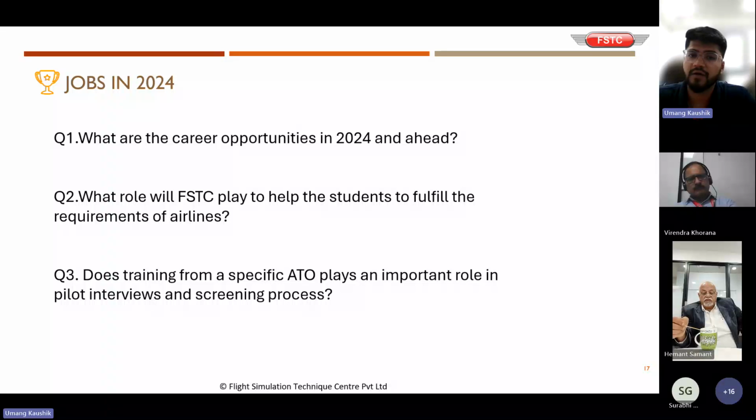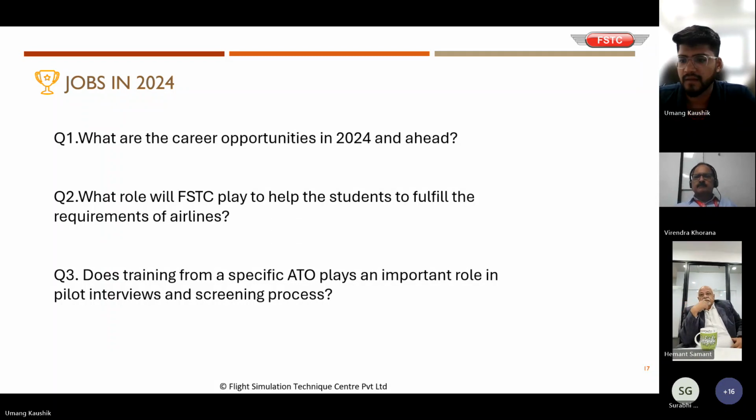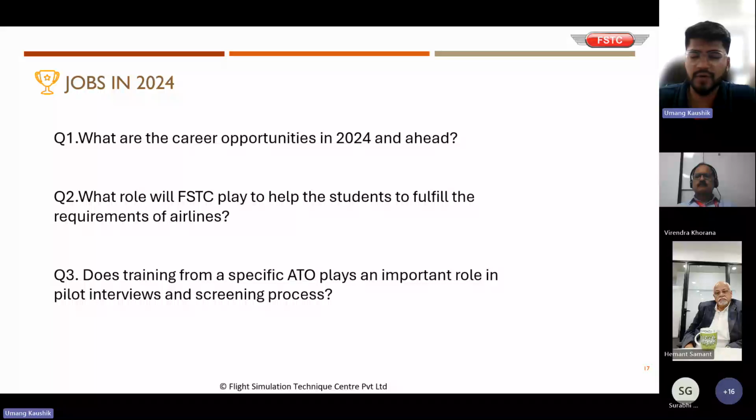Right. So nowadays what airlines are doing is cadet pilot programs. Has anyone heard of it? Cadet pilot programs hosted by Air India and Indigo? Have any of you participated in those? Guys, has any of you participated in cadet pilot programs?